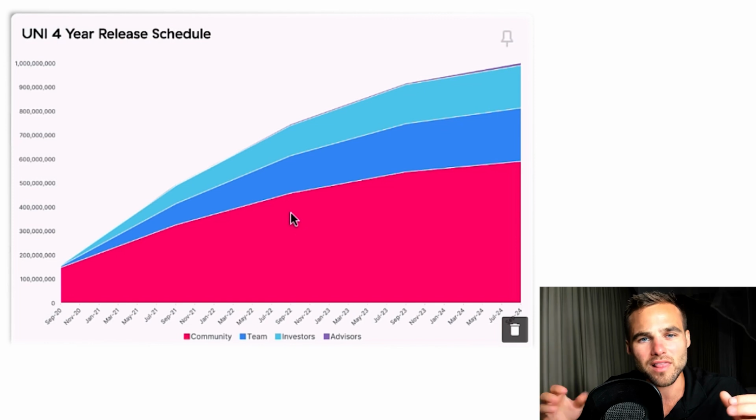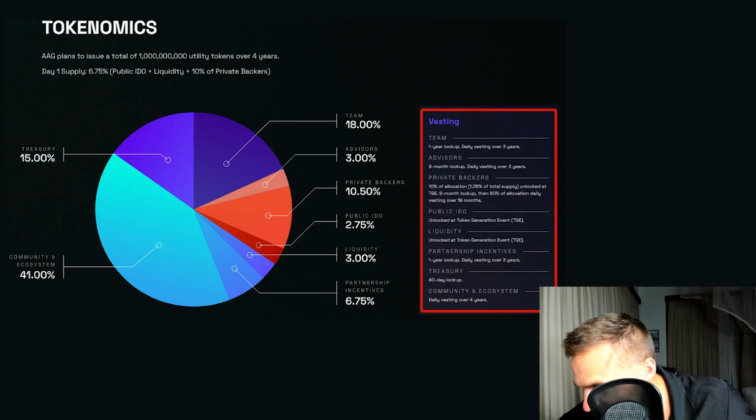And again, the fewer tokens that are allocated to VCs or insiders, generally the better. Also, the longer the vesting schedule is, the better, because it doesn't mean that people are all going to dump all at one time. It may be released slowly over time. And as these coins go into circulation slowly over time, it may not affect price that much.